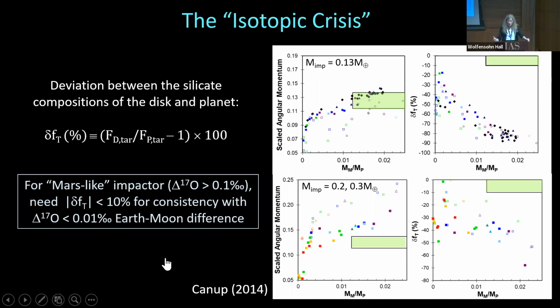The bottom right plot shows you do make more target-like disks, but you're still not nearly close enough to be within that green box.